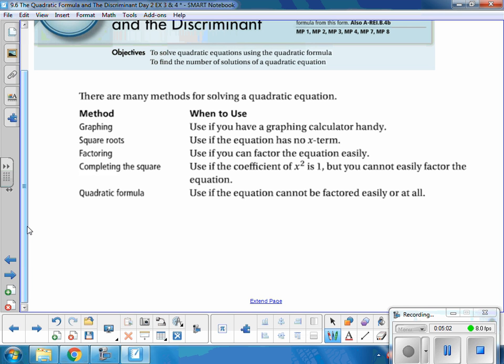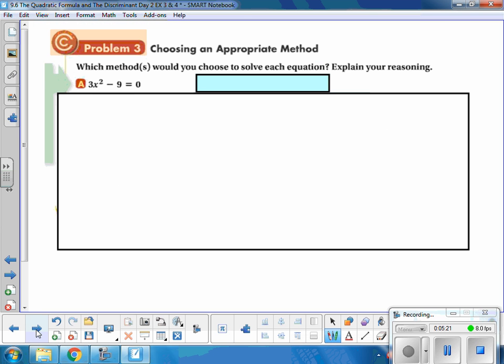You want to complete the square if the coefficient of x squared is 1, but you cannot easily factor the equation. So if it can't be easily factored, you go ahead and complete the square because that'll get your answer. And then you want to use the quadratic formula if the equation can't be factored easily or at all, if it's tricky. So let's try that out in a couple of these.